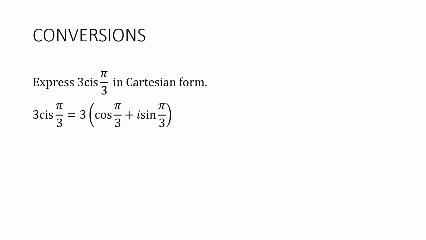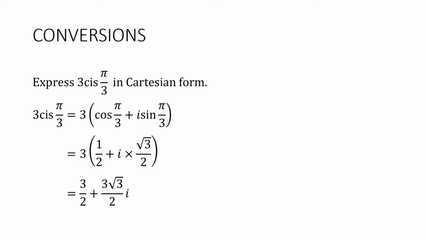Now going this way is most likely going to involve exact values, so you need to make sure that you are familiar with those. Cos pi on 3, if you need to convert it, that's cos 60. Cos 60 is a half. And sine pi on 3, sine 60, that's root 3 on 2. Now all we need to do is expand this out, and we're going to end up with 3 on 2 plus 3 root 3 on 2i.